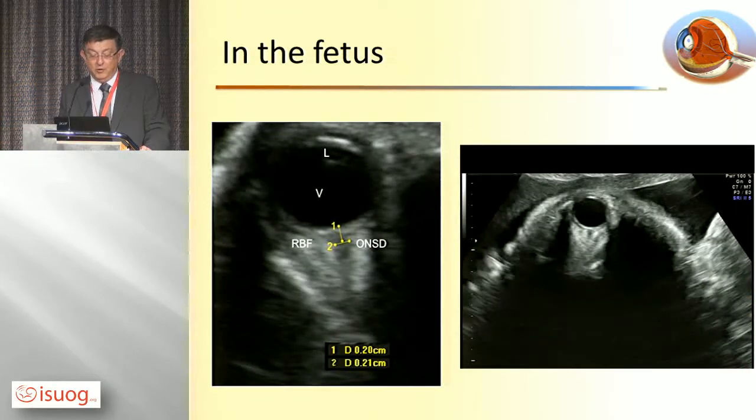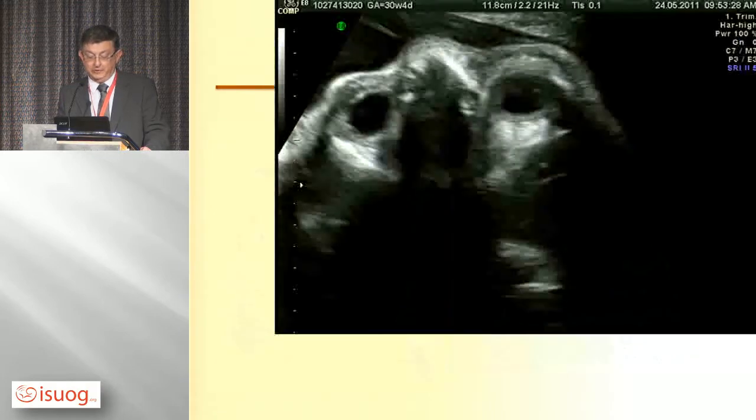Now, how do we measure the optic nerve? We take a distance of 2 millimeters from the orbit, and we measure the maximal diameter in this perpendicular plane. Okay, here you can see the optic nerve in another case. It's quite easy to observe it after 20 weeks.